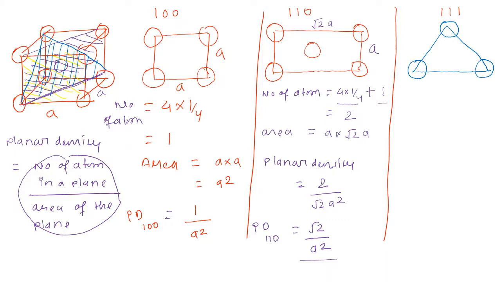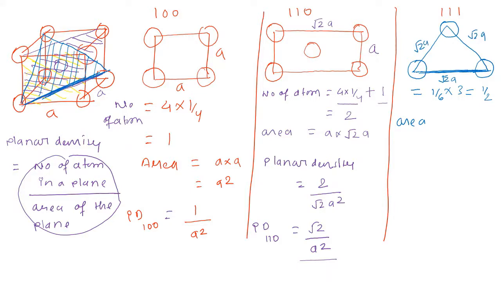Each corner atom contributes 1/6th to this plane. So we have 3 such atoms here. So the total number of atoms here is 1/2 in case of the 111 plane. Now we will calculate the area. We know this side belongs to this side. So this is root 2 a, again this is root 2 a, again this is root 2 a.